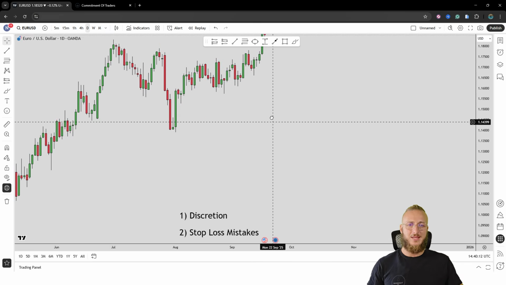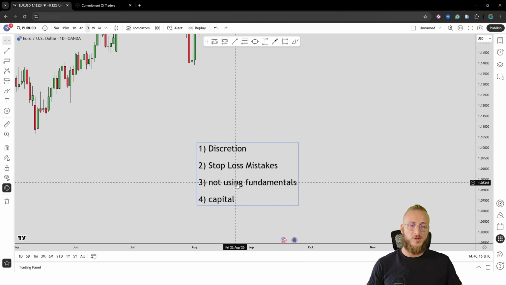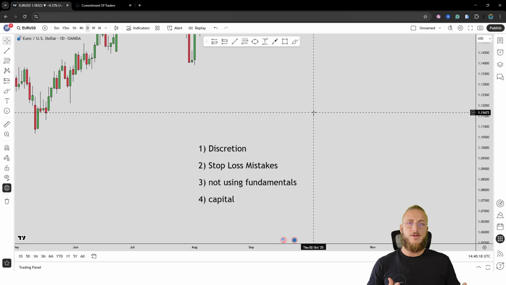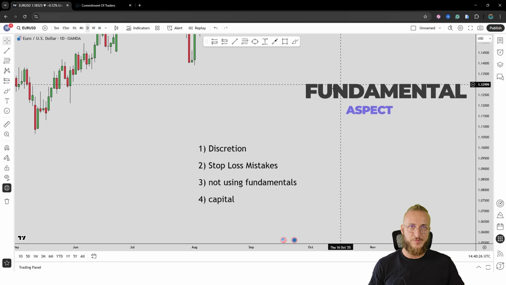But I'm not only speaking about people not looking at the COT data as a mistake or people not looking at fundamentals. Even if you have a strategy which is not based on the COT data or the fundamentals, anyway, what I think is that it should have some fundamental aspect to it.